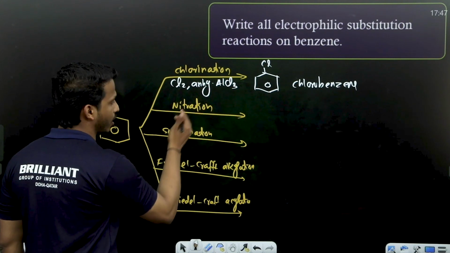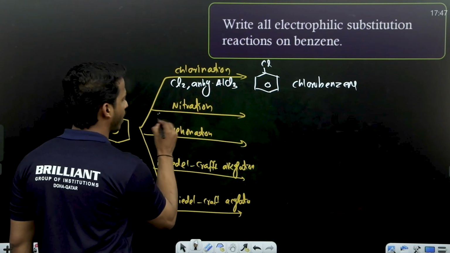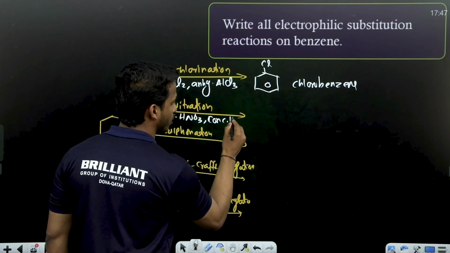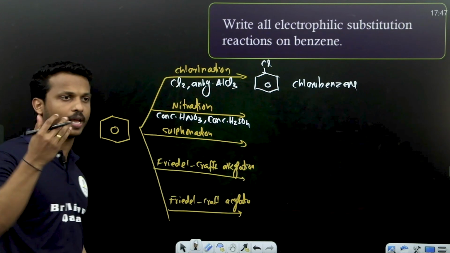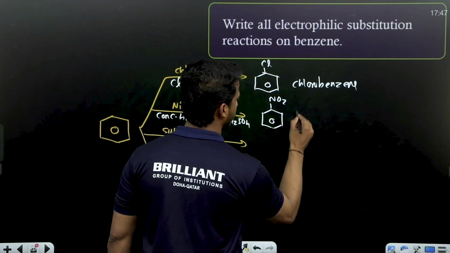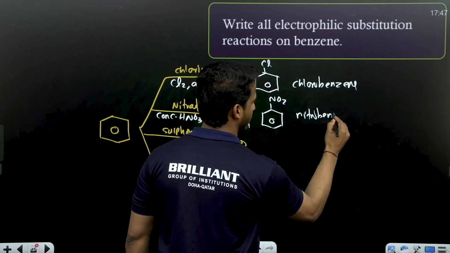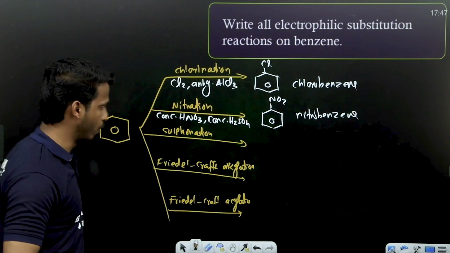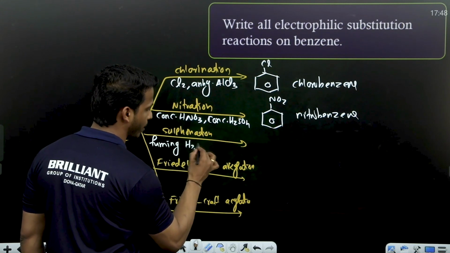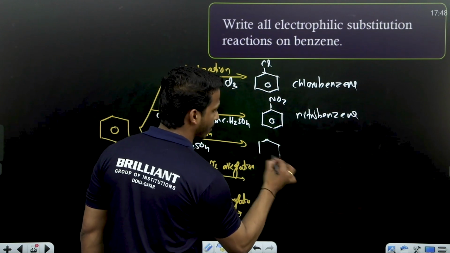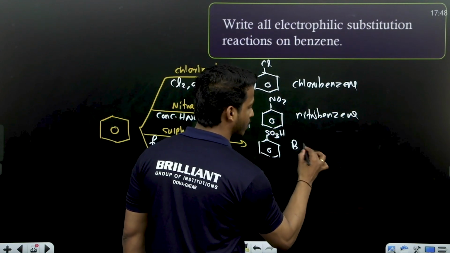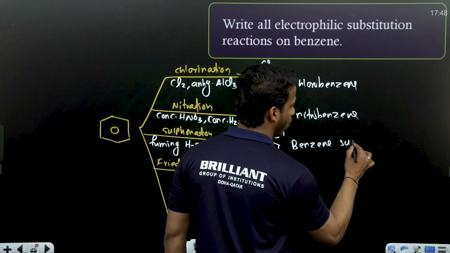Nitration means addition of a nitro group. What are we using? Concentrated HNO3 and concentrated H2SO4. These are the 2 reagents we add to get the nitro group. So what compound are we going to get? Nitrobenzene. Write and practice the reaction, it is important. What do you mean by sulfonation? We add fuming H2SO4, fuming sulfuric acid. Which group is coming to the benzene ring? SO3H. Benzene with SO3H is called benzene sulfonic acid.